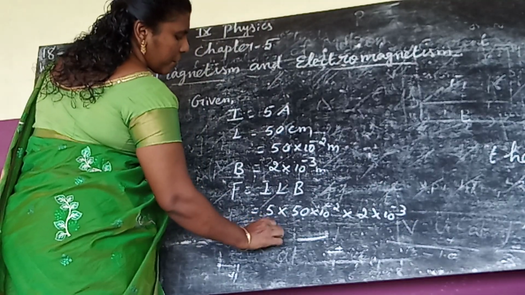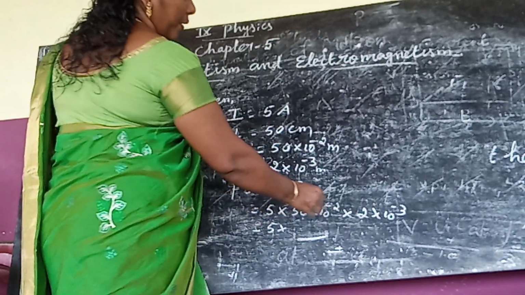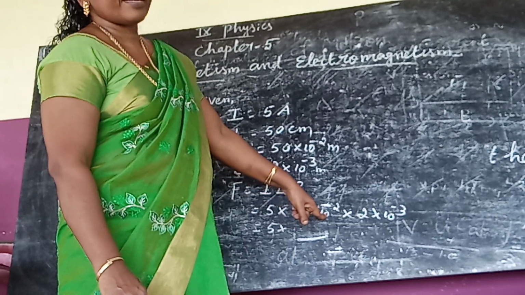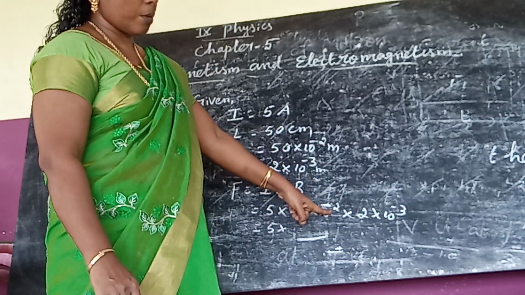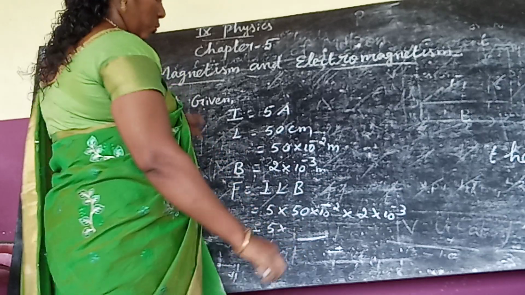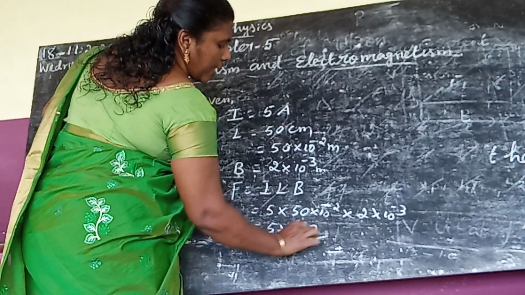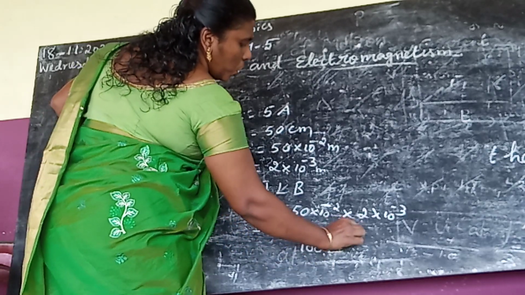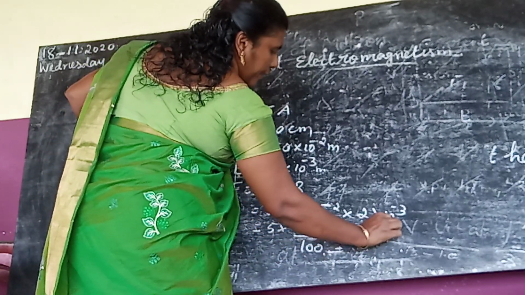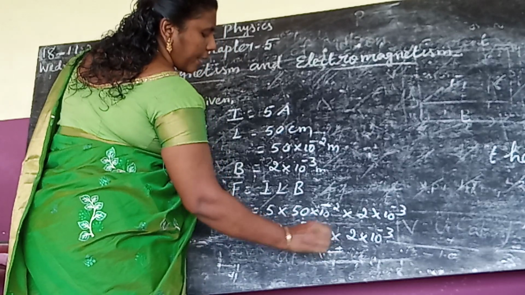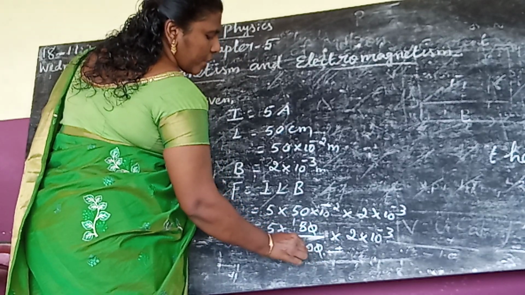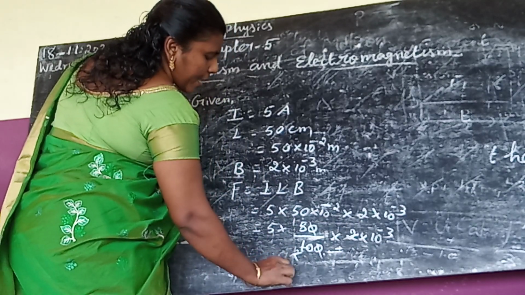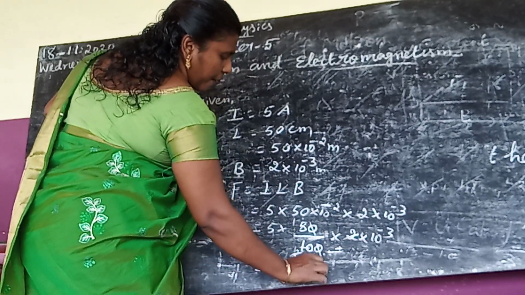So for 10 power minus 2, we can take 50 divided by 100. 10 power 2 means 100; minus 2 in the numerator means 10 power 2 in the denominator. So 50 divided by 100 into 2 into 10 power minus 3. Just cancel 0 and 0. Then 1 5 is 5, 2 5 are 10. Then 2 and 2 cancel. So you get the answer 5 into 10 power minus 3.